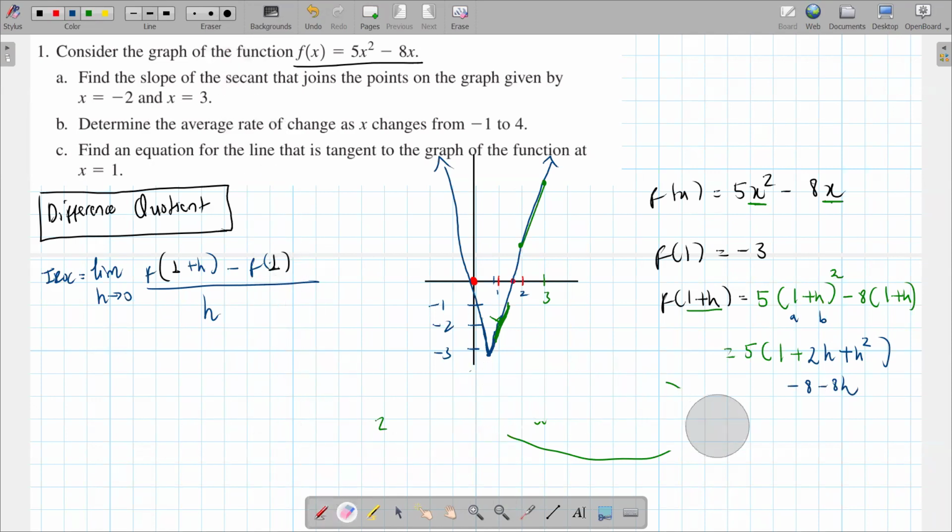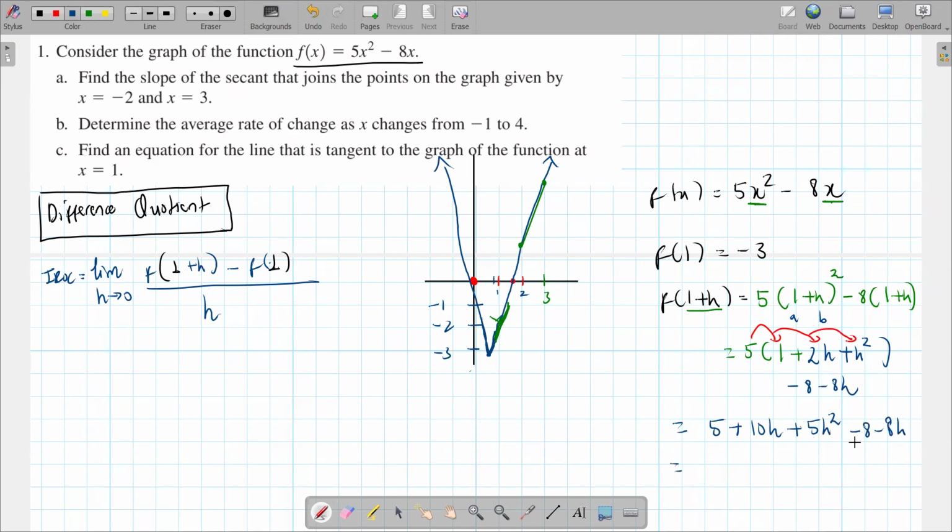It's not terribly difficult. So we FOIL this. Again, I'm going to show you how I FOIL it. Whenever you FOIL, this is fairly simple because there's only one term on the outside. So you just exhaust it this way. When I say exhaust, I mean finish everything that's outside the bracket. So 5 times 1 is 5. 5 times 2h is 10h. 5 times h squared is 5h squared. And then we have minus 8h.